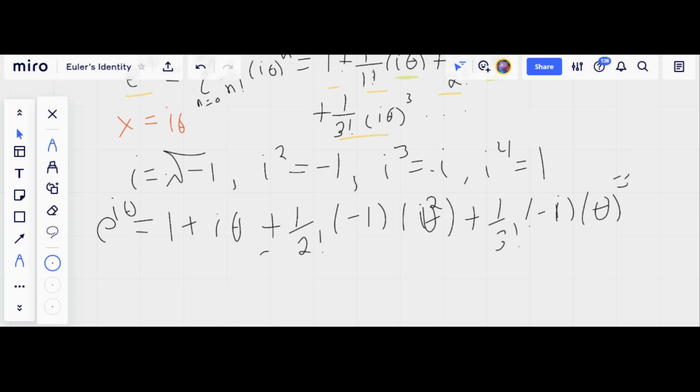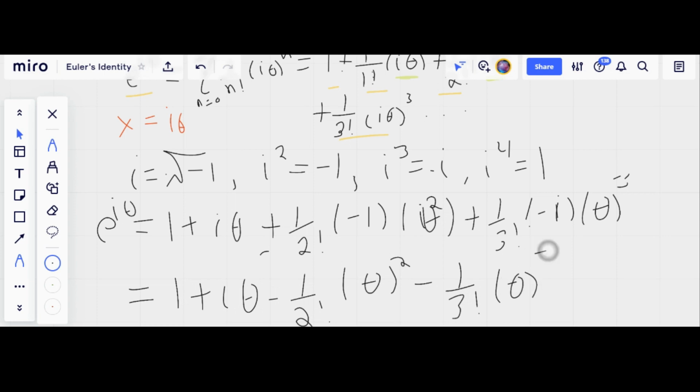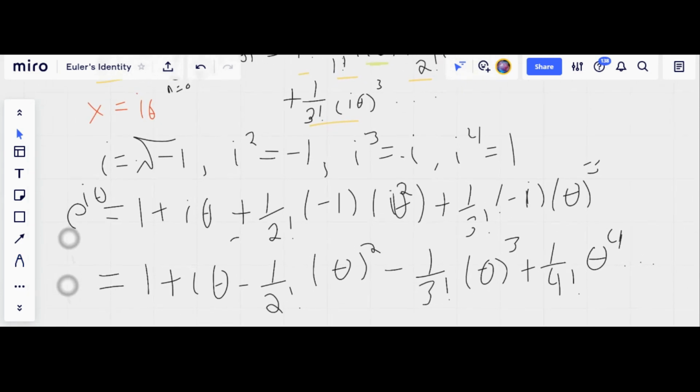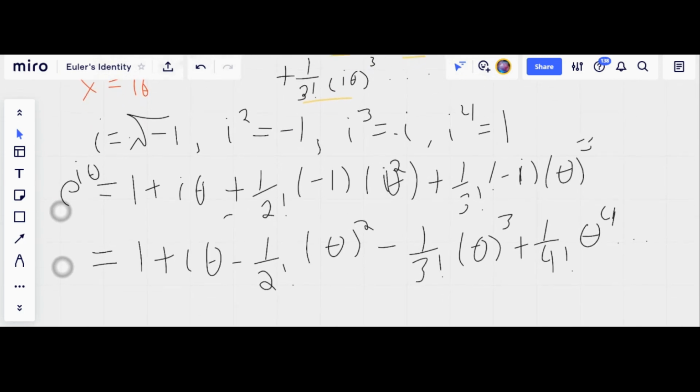All right, so let's rewrite all of this into something that's a bit more digestible. So we're going to have 1 plus i theta minus 1 over 2 factorial times theta squared minus i over 3 factorial times theta cubed, right? Now plus 1 over 4 factorial times theta to the 4th, all right? And now dot, dot, dot. Now you can just continue this sum for larger terms, right? So you just continue writing out the sum, and you're going to get this.